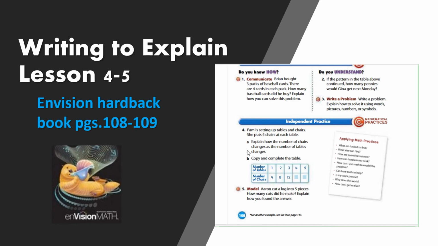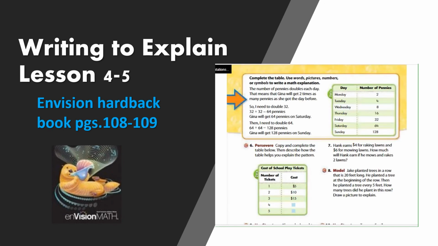Number 5. Aaron cut a log into 5 pieces. How many cuts did he make? So think about if he has 5 pieces, explain how you would find the number of cuts. This might be a really good time to draw yourself a picture to give yourself a visual for that. Then on your next page, which is page 109, you're going to use the same.